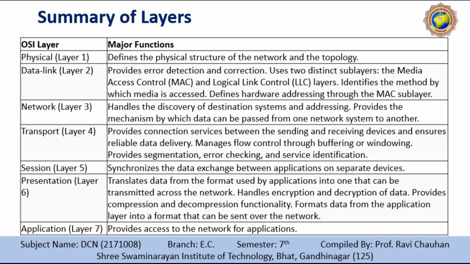Network layer, layer number 3. It will handle the delivery to the destination system and addressing. It provides the mechanism by which the data can be passed from one network to another.